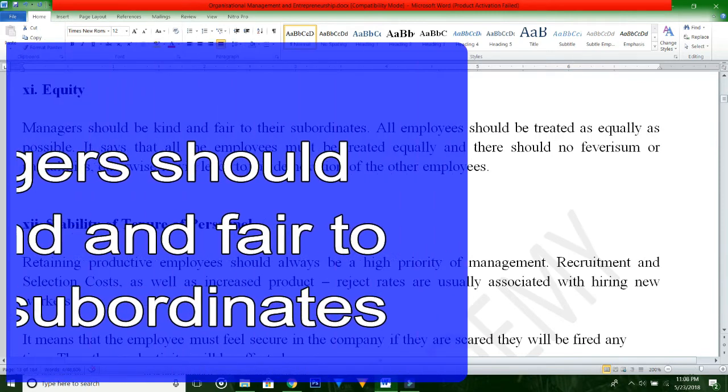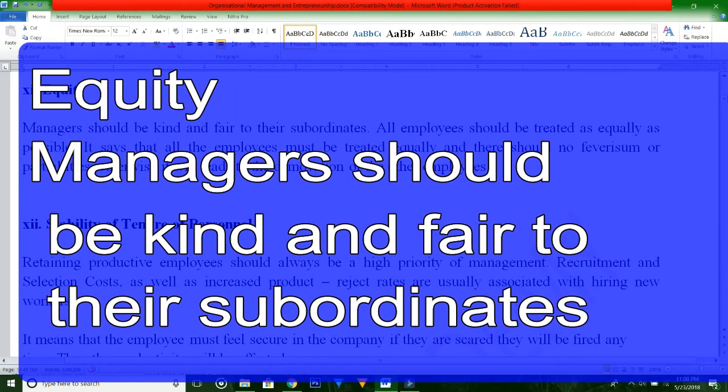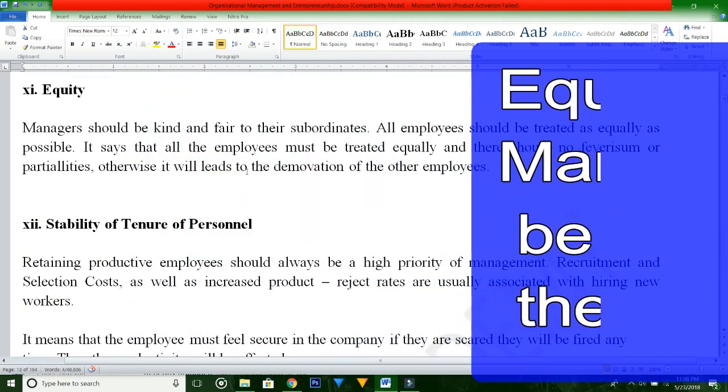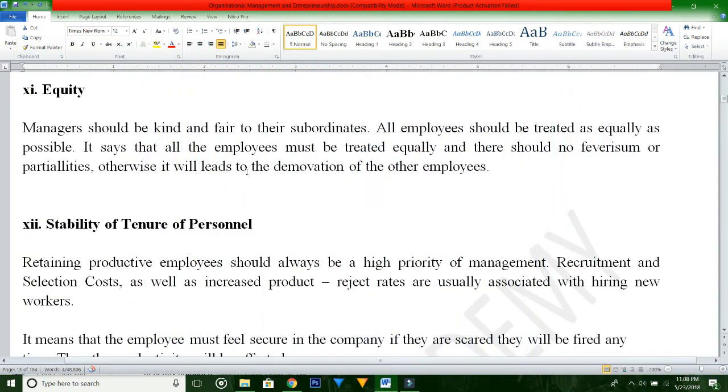Equity. Managers should be kind and fair to their subordinates. All employees should be treated as equally as possible. It says that all employees must be treated equally and there should be no favoritism or partiality. Otherwise, it will lead to demotivation of the other employees.